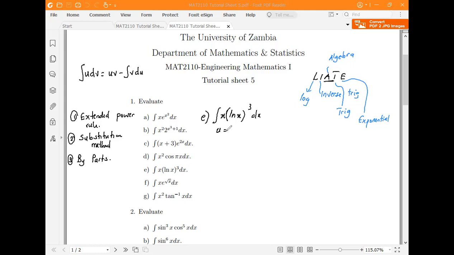We let u be the same, ln x to the power 3, and differentiate it. So we get 3 ln x to the power 2, multiplied by the derivative of ln x, which is 1 over x. And then the dv is now going to be x dx. So that our v then becomes x squared over 2.